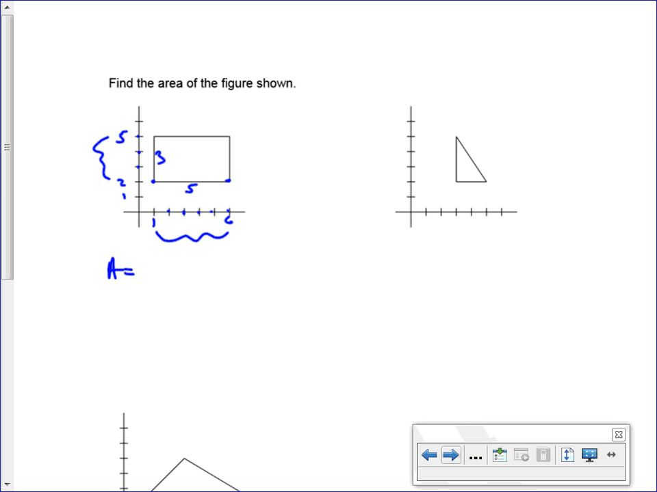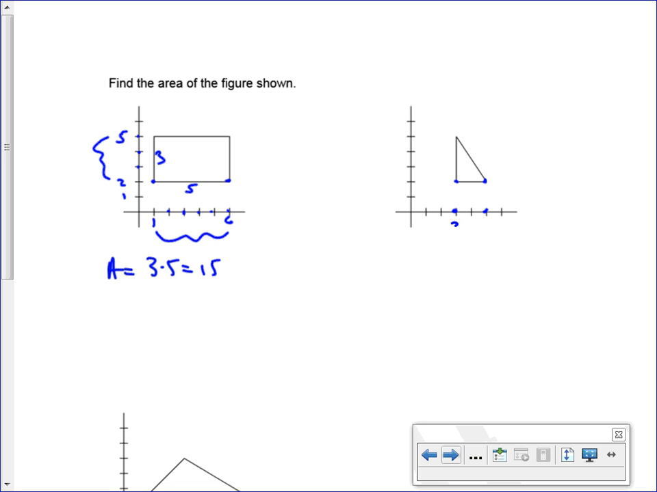So the area of this is 3 times 5, 15. Okay, that one's pretty straightforward. So is the next one. Just make sure you know how long those sides are by connecting it down here to the coordinate system.